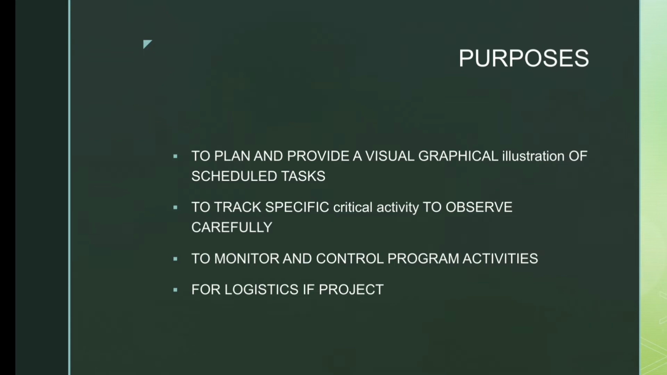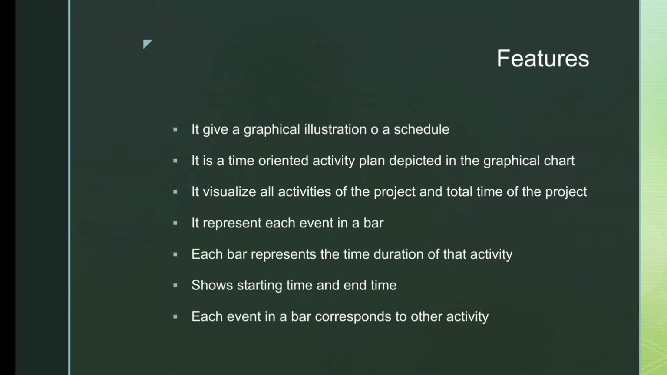I think it's clear. Next we can see the features of the Gantt chart. First, it gives a graphical illustration of a schedule. We can see the time and the events in a single sheet, graphically. Second, it is a time oriented activity plan depicted in a graphical chart, with the specific time period mentioned. Then it visualizes all activities of the project and the total time of the project. All the activities are there and the time frame is also there.